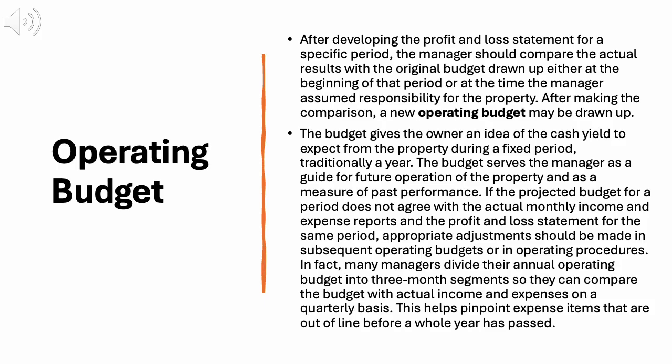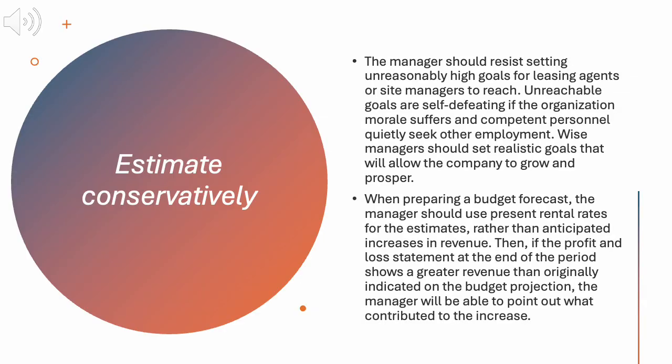This helps pinpoint expense items that are out of line before a whole year has passed. Estimate conservatively. The manager should resist setting unreasonably high goals for leasing agents or site managers to reach. Unreachable goals are self-defeating if the organization's morale suffers and competent personnel quietly seek other employment. Wise managers should set realistic goals that will allow the company to grow and prosper.